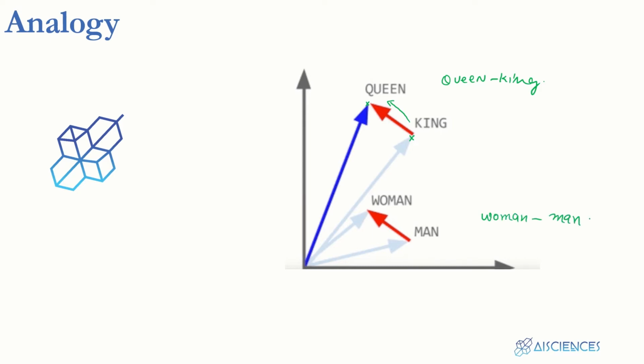minus man. It turns out, if you see from here, if I add this vector to the vector of king, then I come up with the word queen. That's amazing. So think, for example, king plus the vector woman minus man. If you just add this vector from here, you end up at queen. So that results in queen.